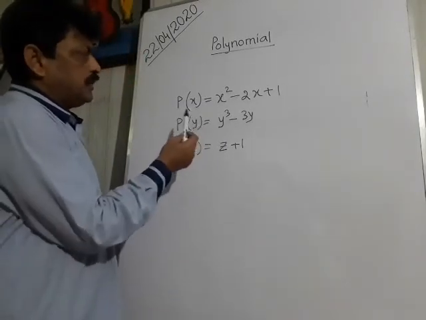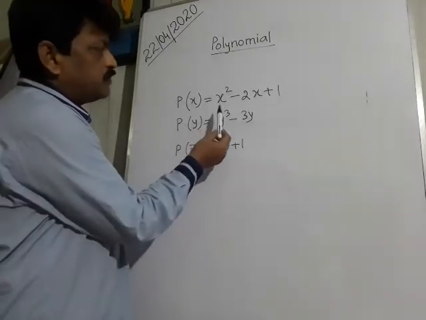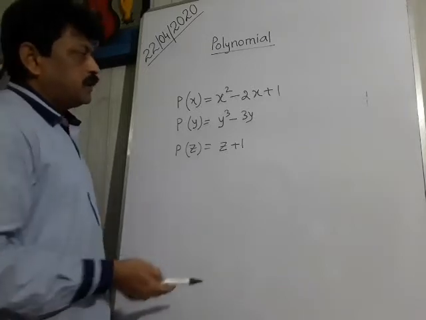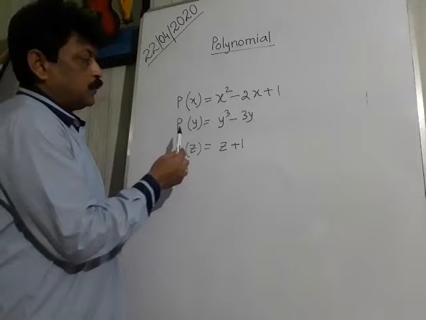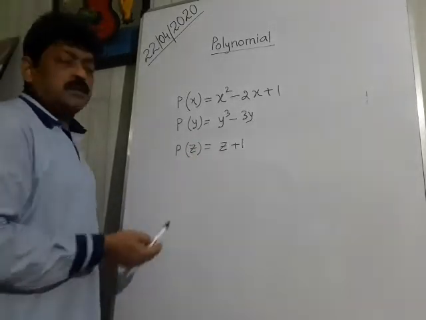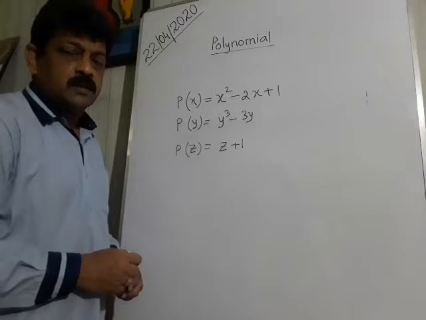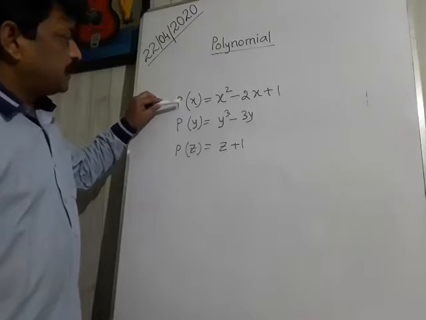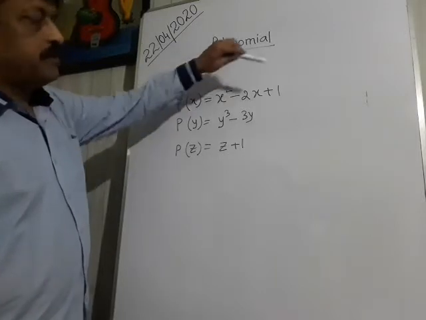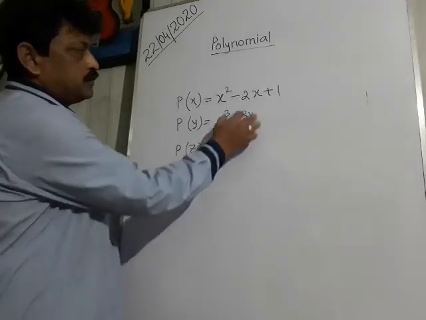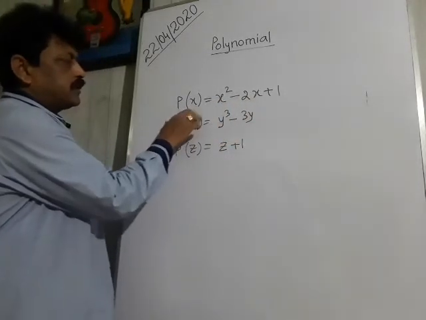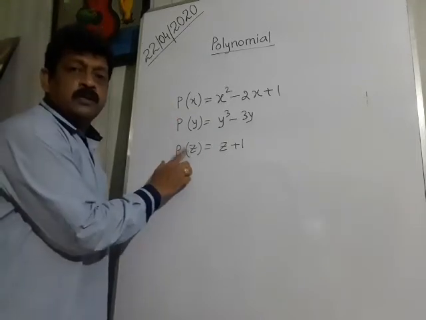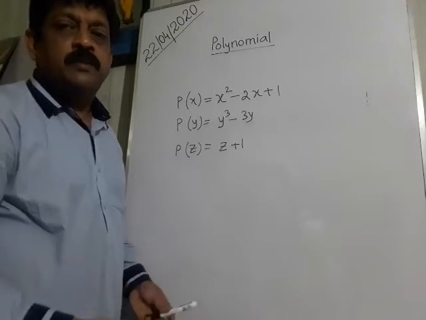A polynomial in which the variable is x is known as a polynomial in x. If the variable is y, then it is known as a polynomial in y. If the variable is z, then it is known as a polynomial in z. Note that a polynomial is always represented as p and in the bracket the name of the variable which is there in the polynomial. Since x is there, that is why in the bracket it is x, and it is known as polynomial in x, polynomial in y, polynomial in z, and so on. We can put any variable.